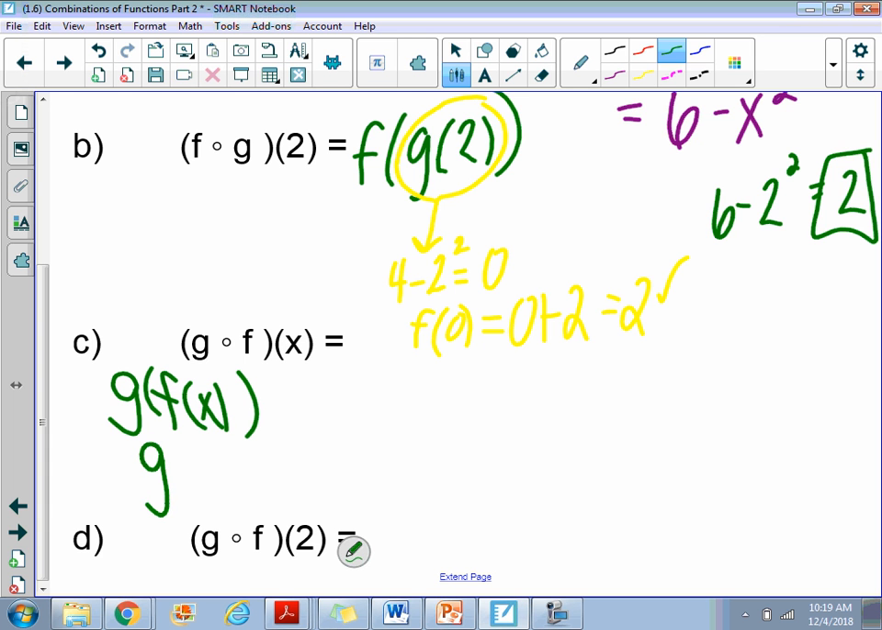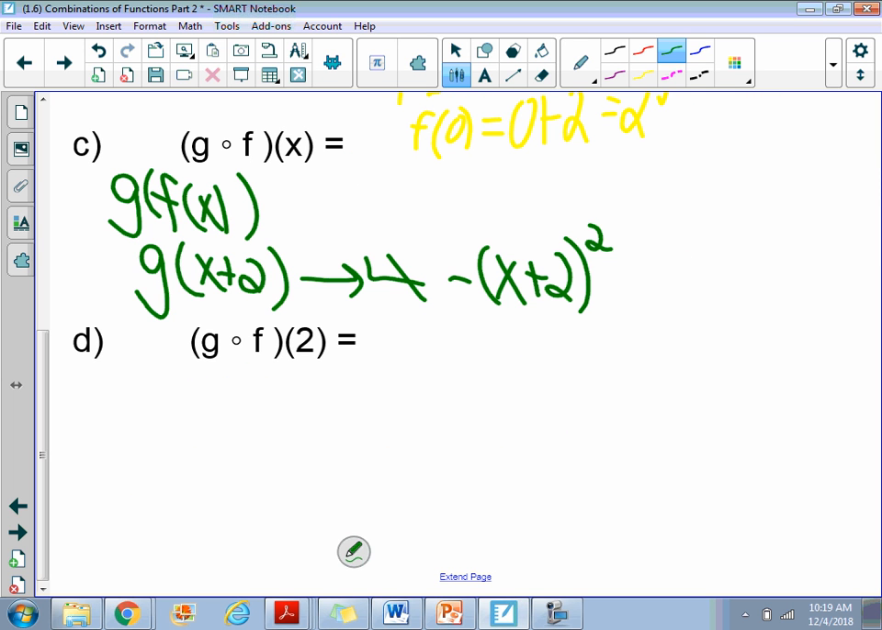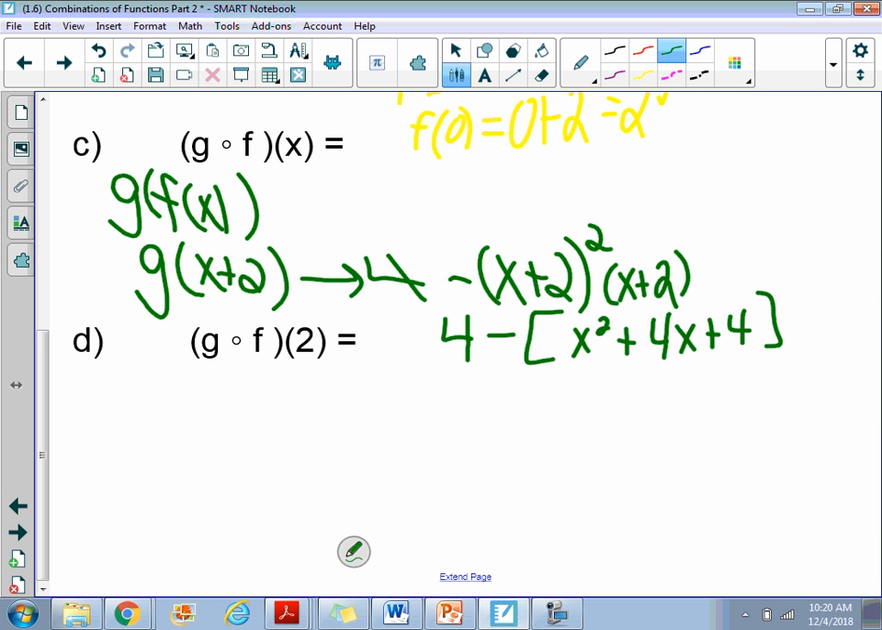So F of X is X plus 2. So I'm going to plug that into my G function. So it's 4 minus (X plus 2) squared, which means what do I have to do with that piece? FOIL it. So we're really going to do (X plus 2)(X plus 2). All right, so that's going to give me 4 minus, and I'm going to put a big bracket there so I remember to subtract everything. So it's X squared plus 4X plus 4. Okay, and everything's getting subtracted, so what would my final answer be?